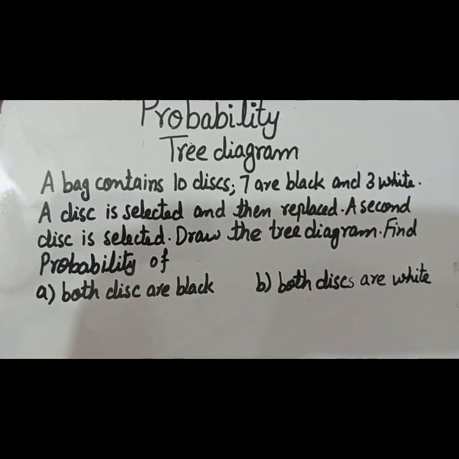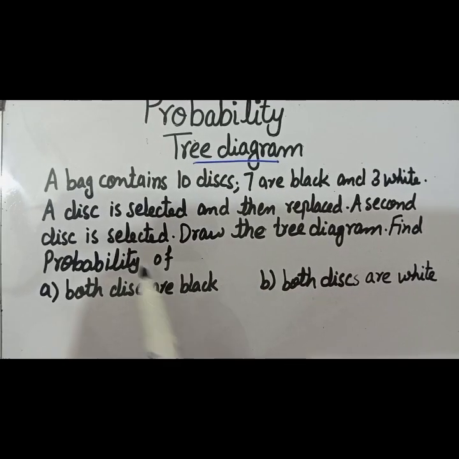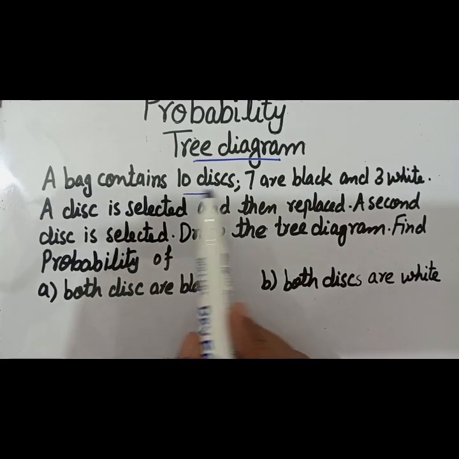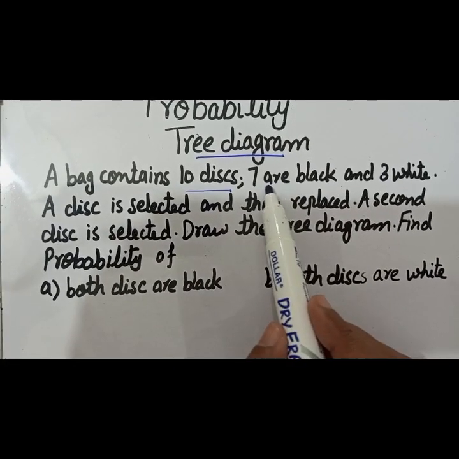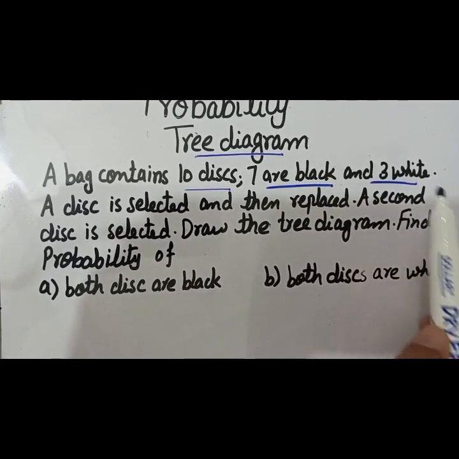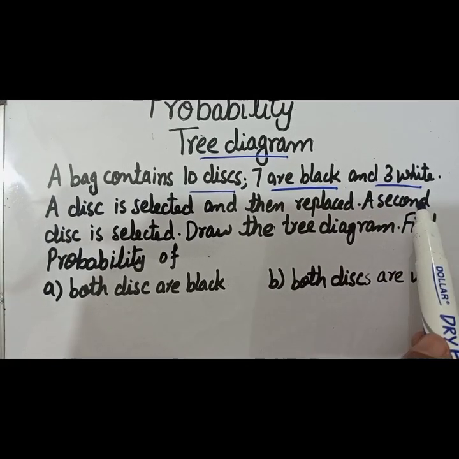The topic is related to probabilities, tree diagram and related question. A bag contains 10 discs, which means the total sample space is 10. Out of these 10, 7 are black and 3 are white. It means that there are two colors of discs: one is black and the other is white.